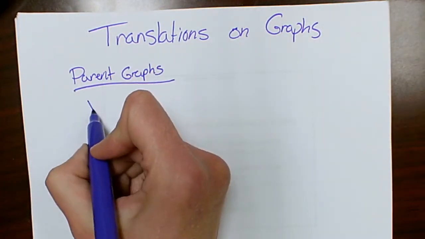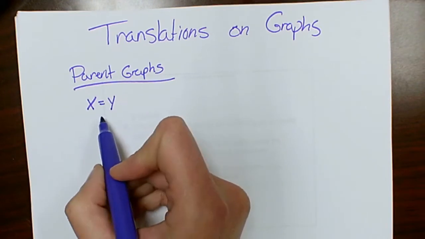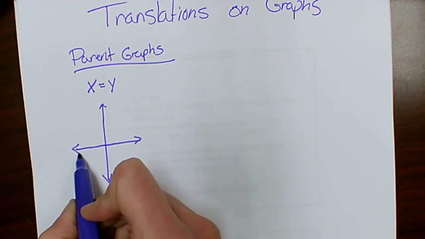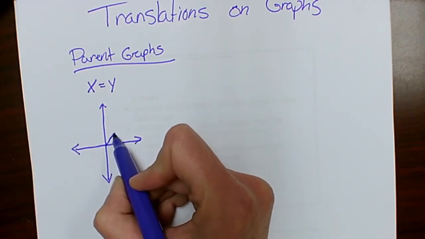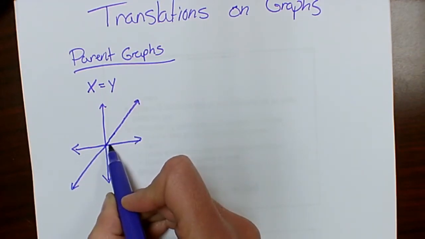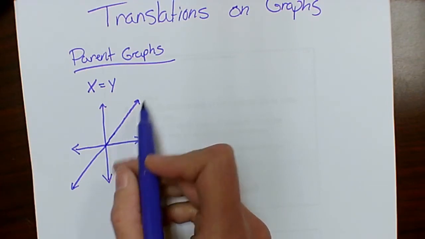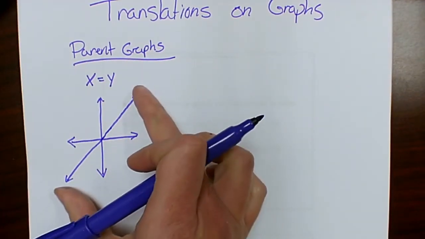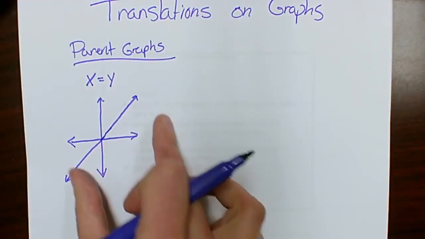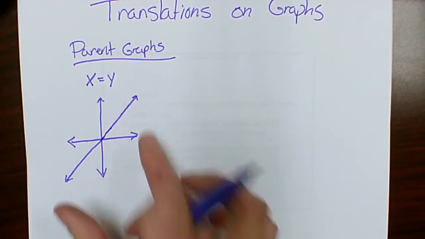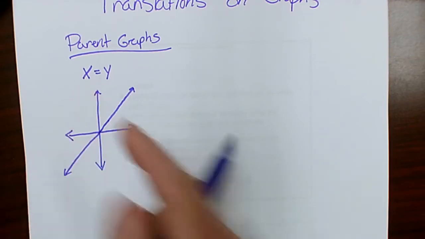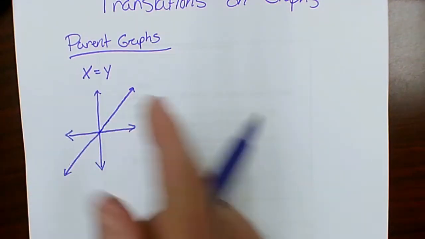The parent graphs, like y equals x. That is, for every x, we have the same y, so at x is 1, y is 1, x is 2, y is 2. So this is the general parent graph, and this line can move up or down, can have different slope, it can move at any time, depending on what values you put with x, whether you add or multiply.